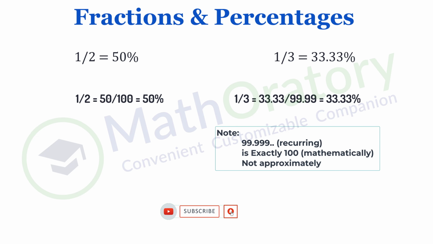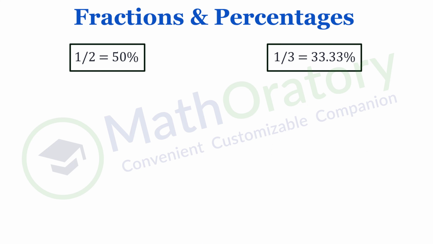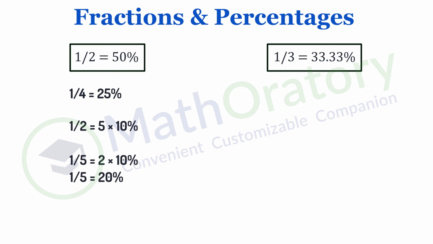Now, if you know these two only, you can actually figure out almost all of the percentage values. So something like 1 by 4, let's say, is half of half, which is half of 50%, so basically 25%. If you treat half, 50%, as 5 into 10%, then you can just simply swap the 2 and 5, and you get 1 by 5 is 2 into 10%, which is nothing but 20%.